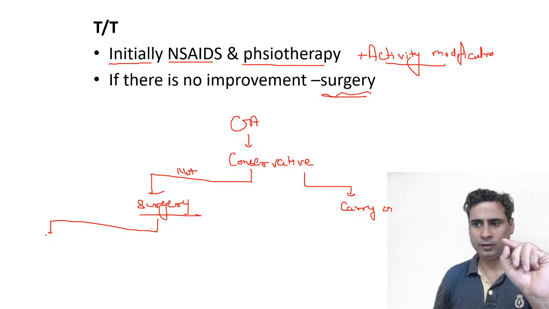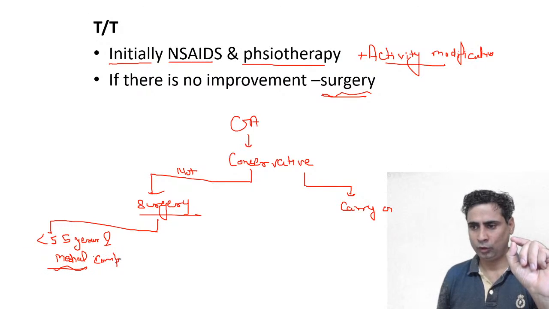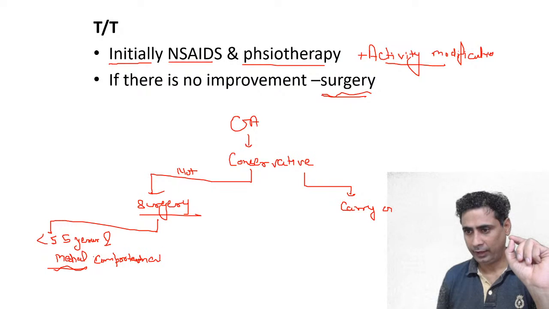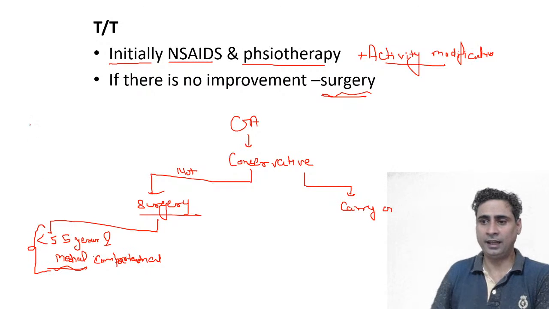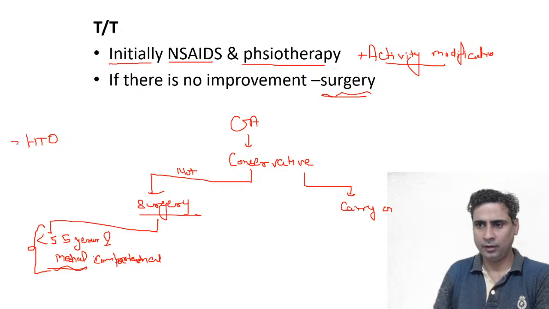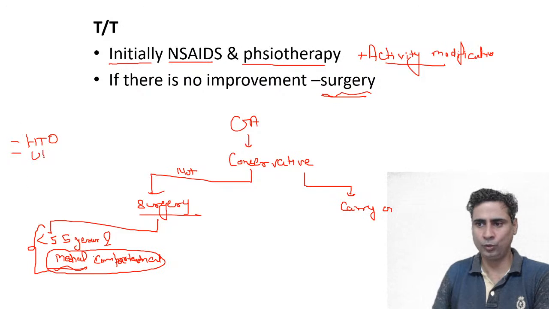If the age of the patient is less than 50 years, and both should be fulfilled, only the medial compartment is involved, which was the earliest compartment involved. So if age is less than 50 years, that is a younger patient, and only the medial compartment is involved, both should be fulfilled, then either we do high tibial osteotomy or unicondylar knee replacement, where we replace only the medial compartment of the knee, UKR.